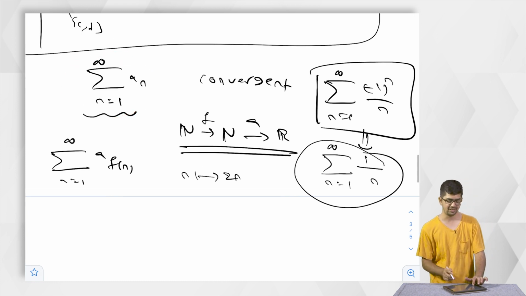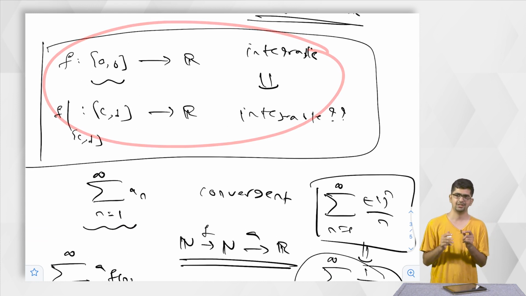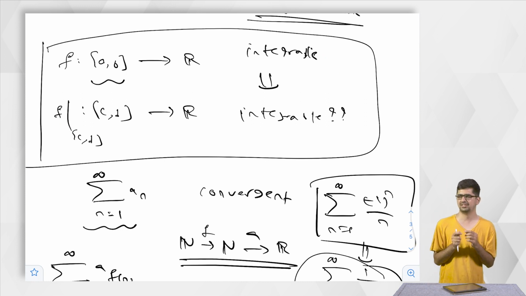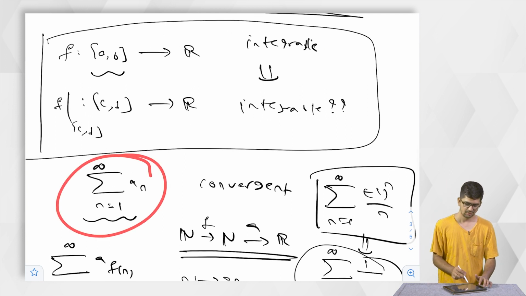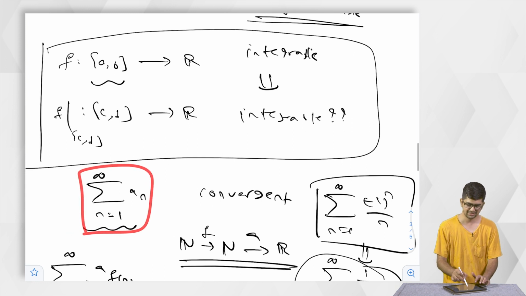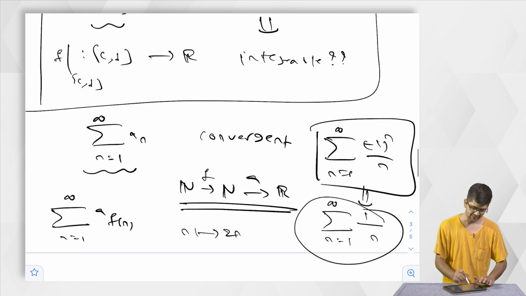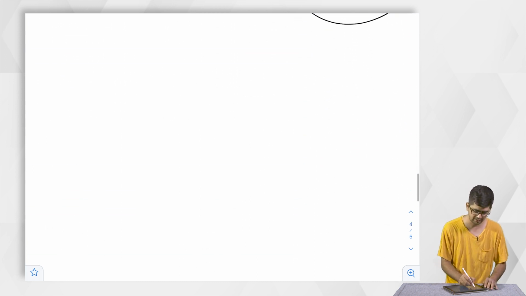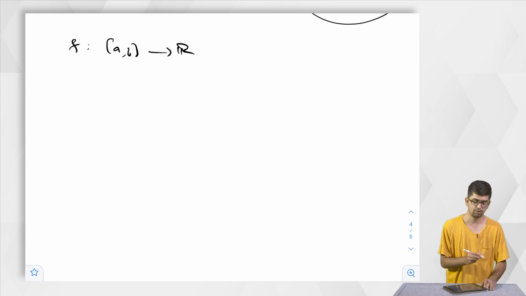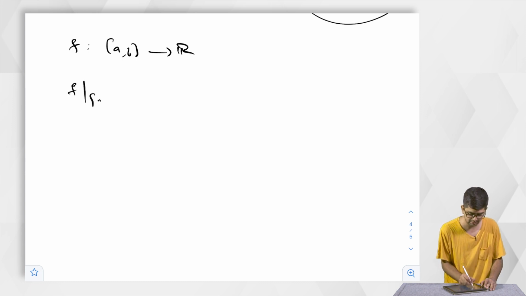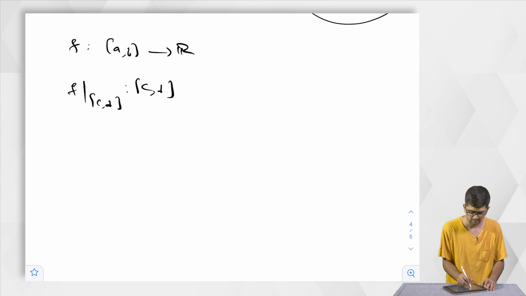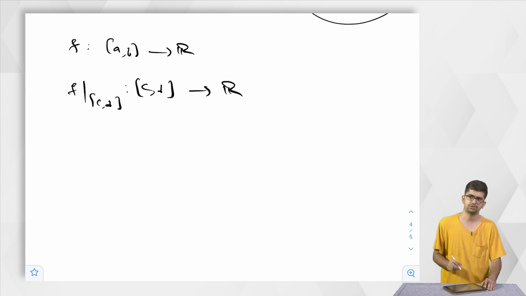So now we are slightly afraid whether this is true or not, because integration we are trying to relate with the series. So for series it is not true, for this is it true? So that is the problem. We cannot take it very easily, we have to check. Let us check that now. So now the setup is the following. I have a function f from a comma b to R, and I know it is integrable. I am trying to check if the restriction f restricted to c comma d is integrable.